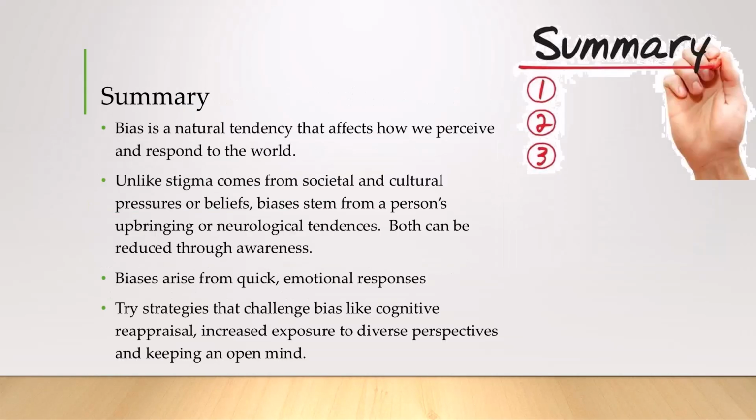In summary, bias is a natural tendency that affects how we perceive and respond to the world. Unlike stigma, which comes from societal pressures, biases stem from personal upbringing and neurological tendencies. Both can be reduced through awareness and strategies. Try cognitive reappraisal to try to reshape your biases, as well as expose yourself to diverse perspectives. By recognizing and challenging our biases, we can make more informed and objective decisions.